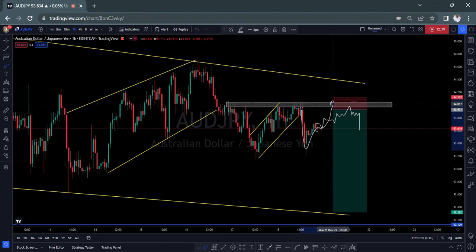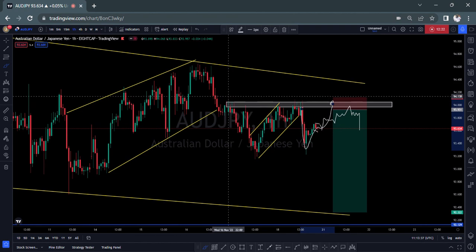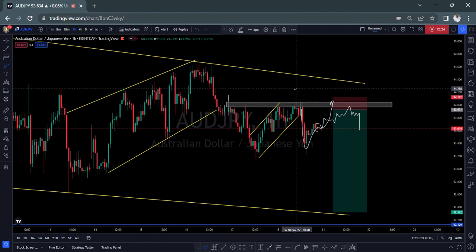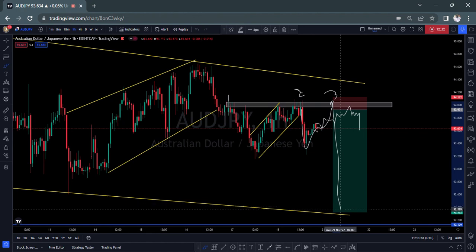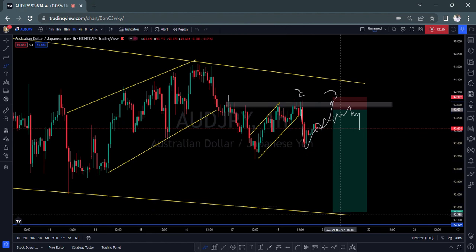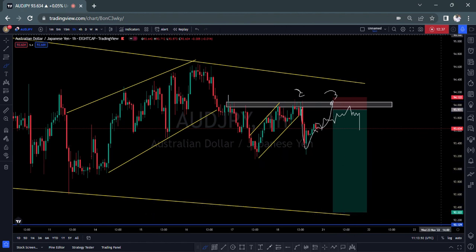And again we are seeing something again. Maybe it might go to this area again to test that zone, so it will now form something like a one, two, three. And that would be ideal for the sell to the downside.